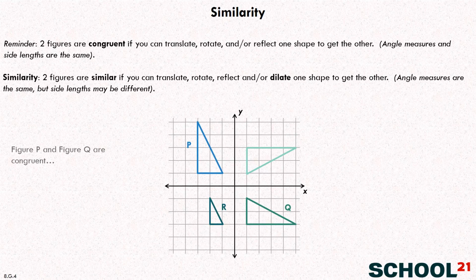So let's go ahead and write that over here. Figure P and figure Q are congruent because you're only doing rotation and reflection. They also happen to be similar.